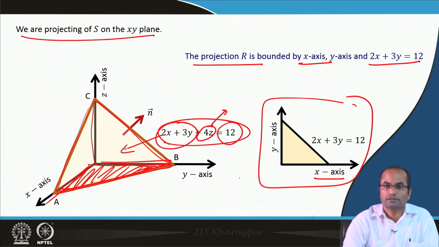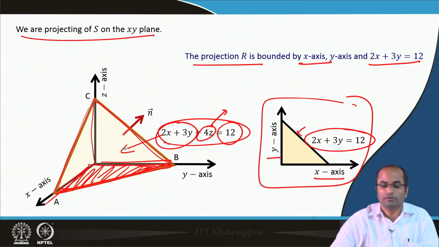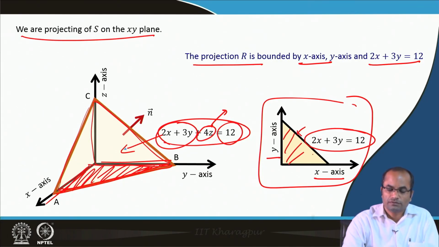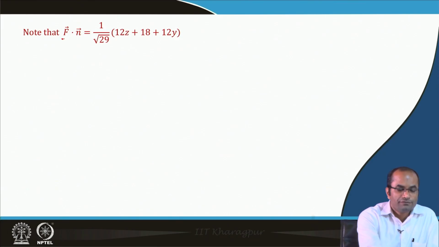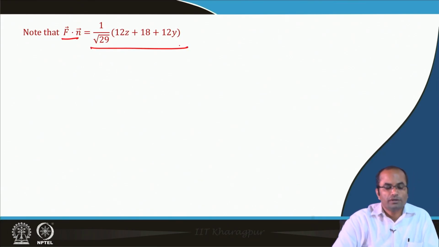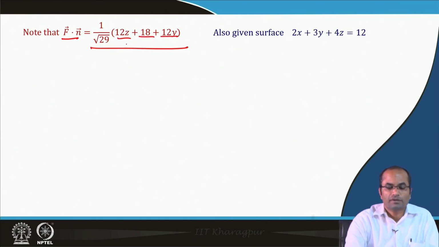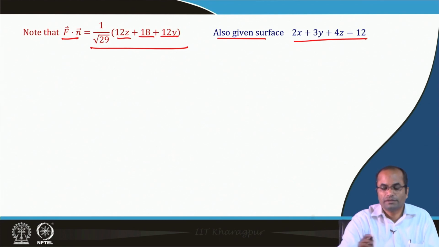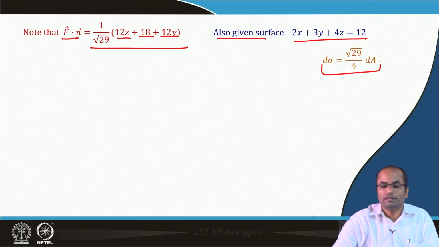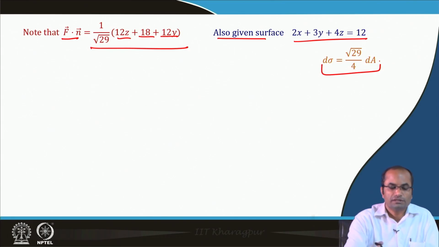So, we have this situation now for the projection. This is the x axis, and then we have the y axis there, and this is the line 2x plus 3y equal to 12. So, we will be doing the integral over this triangular shape for this surface. We have F dot n given by this: we have evaluated already 1 over square root 29 times 12z plus 18 plus 12y. We have also this element for the given surface, d sigma is equal to square root 29 by 4. So, these evaluations we have done.